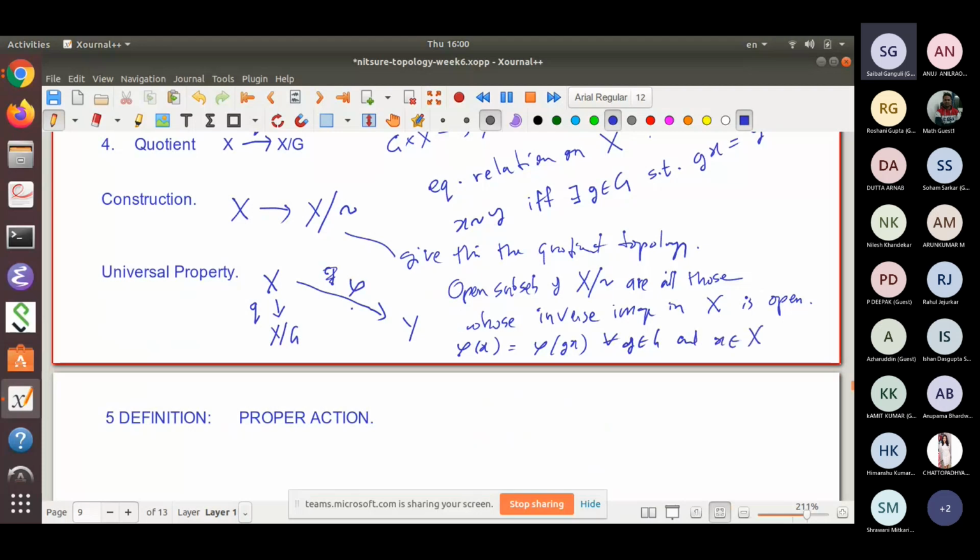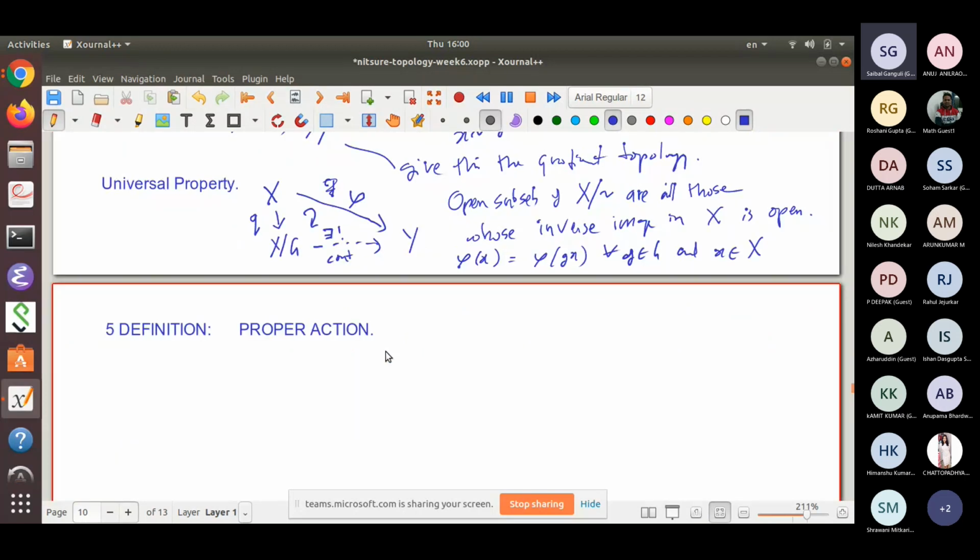If that happens, there should exist a unique continuous map here, making this triangle commute. And that was the universal property of this quotient construction of an equivalence relation. So that equivalence relation is described like this, and therefore this X mod G has this universal property.